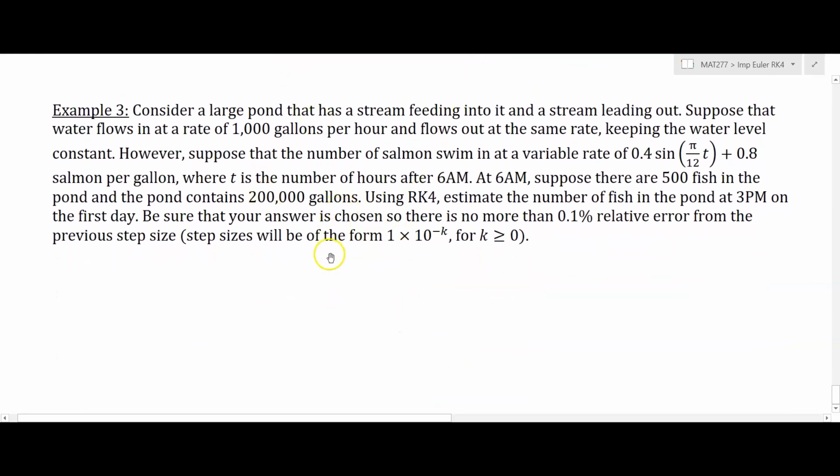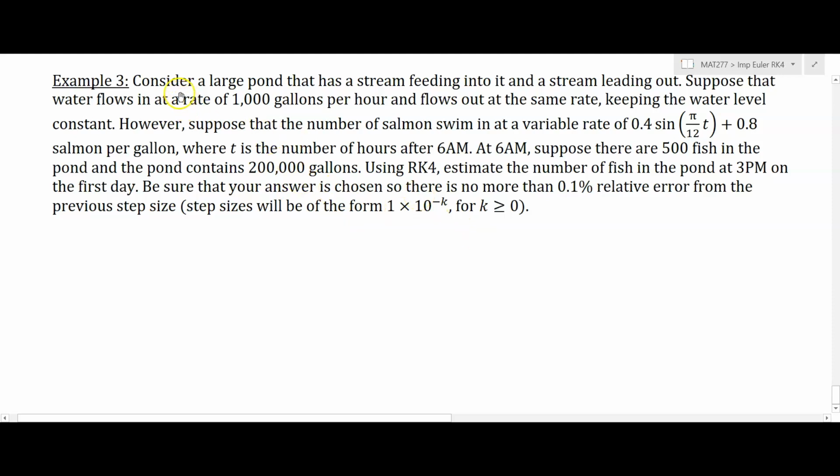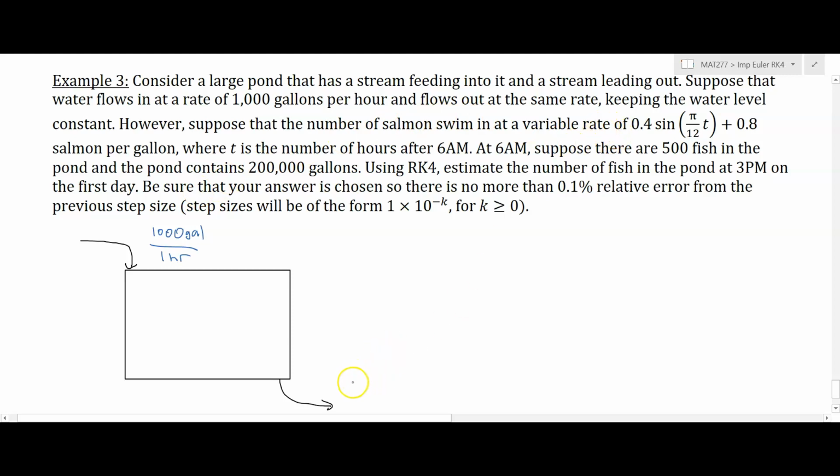One that would actually be quite difficult to solve otherwise, and this will be our last problem. Consider a large pond that has a stream feeding into it and a stream leading out. Okay, so here's what we have. Here's our stream, our pond. We have a stream leading in, a stream leading out. Suppose that water flows at a rate of 1,000 gallons per hour. So here we have 1,000 gallons per 1 hour. And flows out at the same rate. So 1,000 gallons per 1 hour to keep the water level constant.